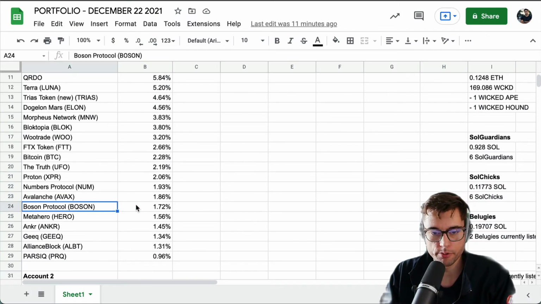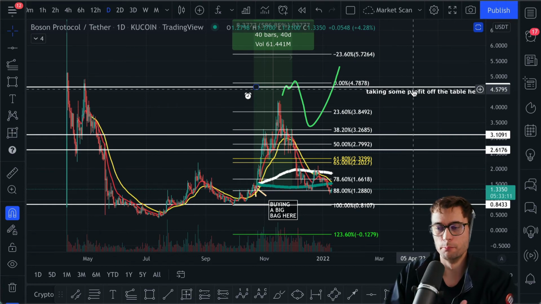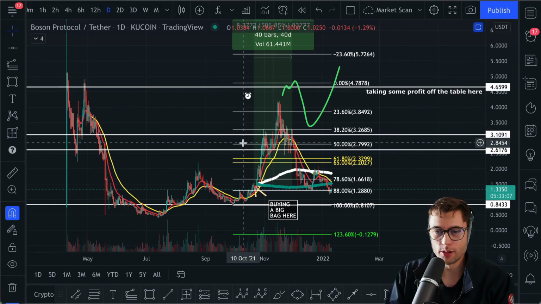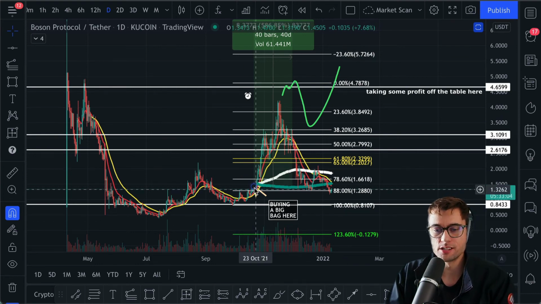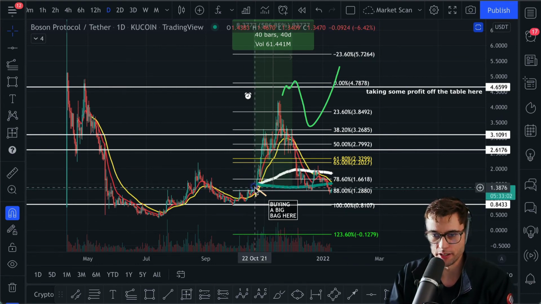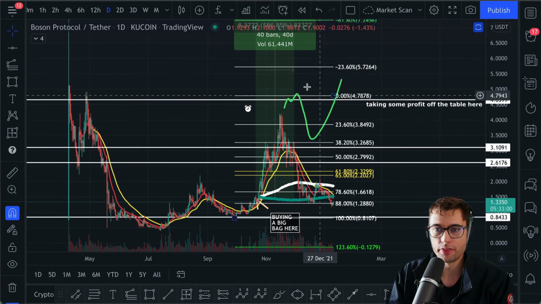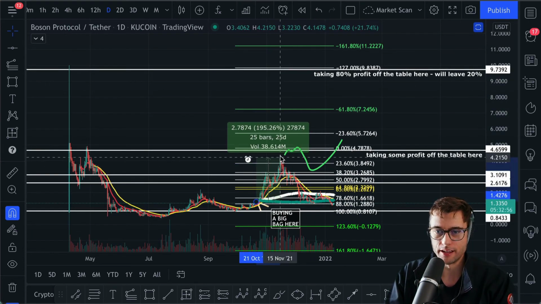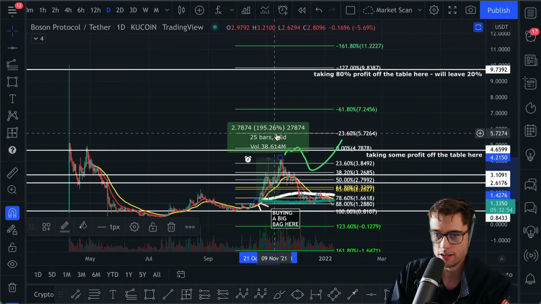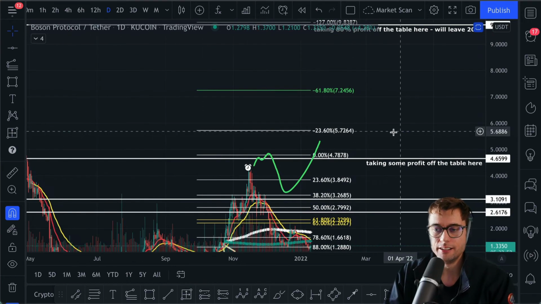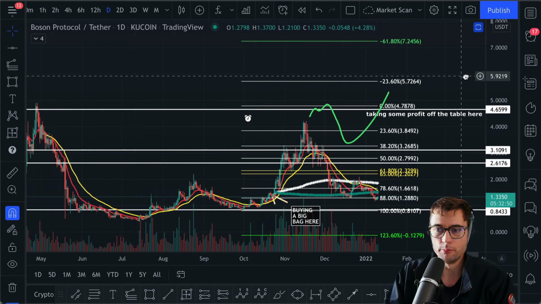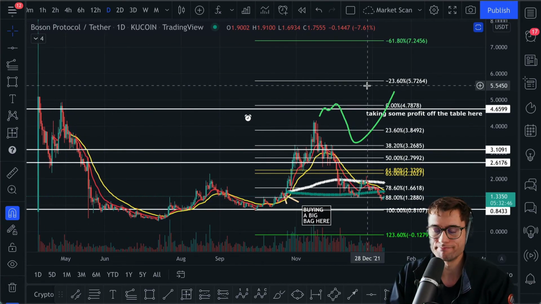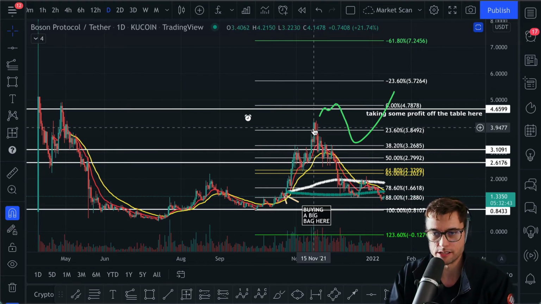Let's go to Boson Protocol. So Boson Protocol, I'm sure you guys could relate to this one. I bought such a big bag down here at $1.40, and it did a 3x, and I hardly took any profits at all. Yeah, it went up 195%, and I just took maybe a quarter of my investment out, maybe a little bit more than that. Not even more than a quarter of my investment out right here.